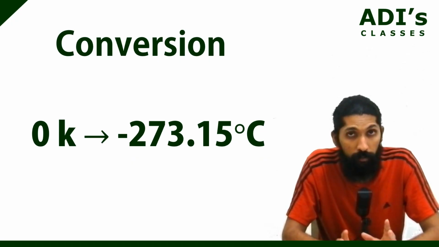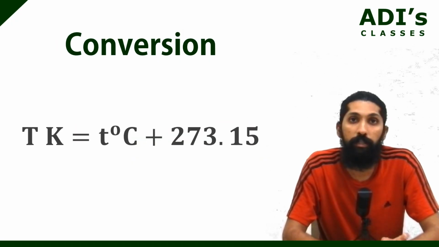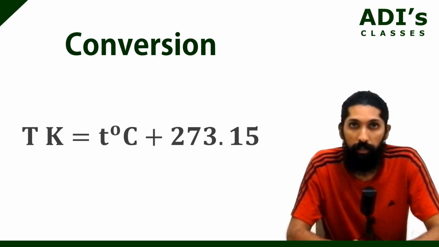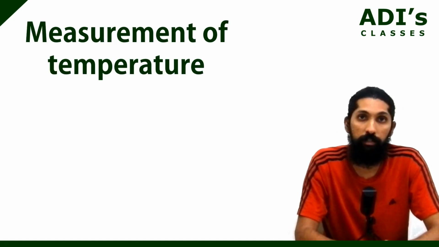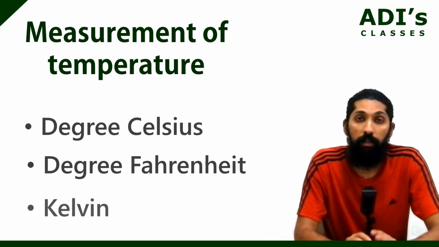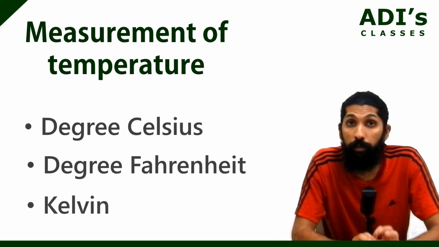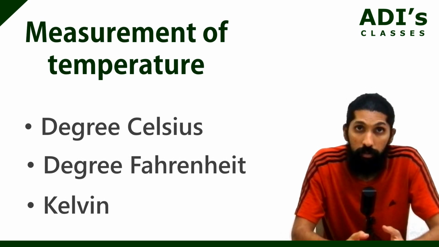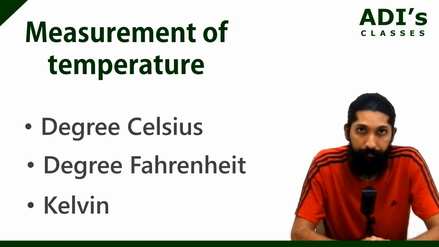But what if we have to convert from Kelvin to degree Celsius? T Kelvin is equal to T degree Celsius plus 273.15. So this is the conversion. Now we have three temperature scales: degree Celsius, degree Fahrenheit, and Kelvin. Guys, never say degree Kelvin. Degree Kelvin is the wrong way of pronouncing it. You should always pronounce it as just Kelvin, not degree Kelvin.